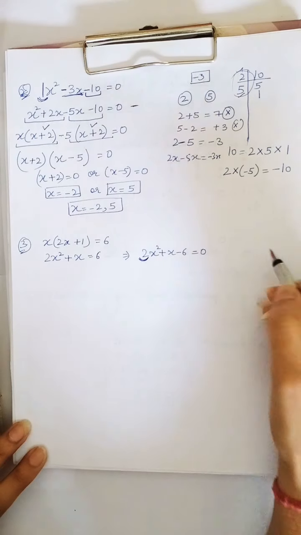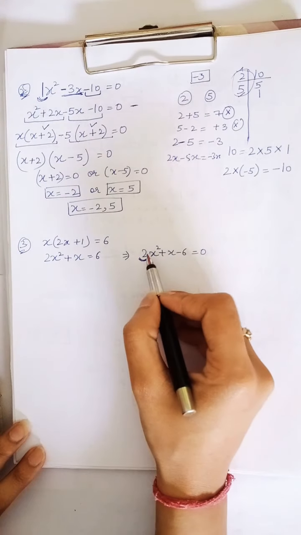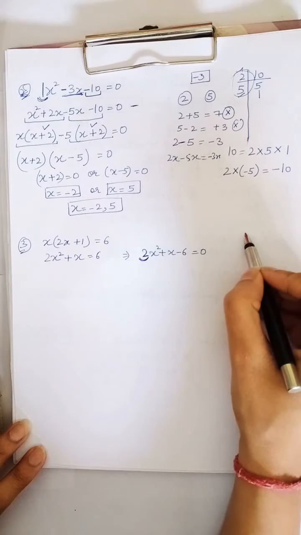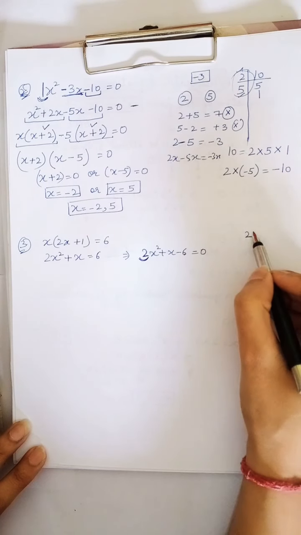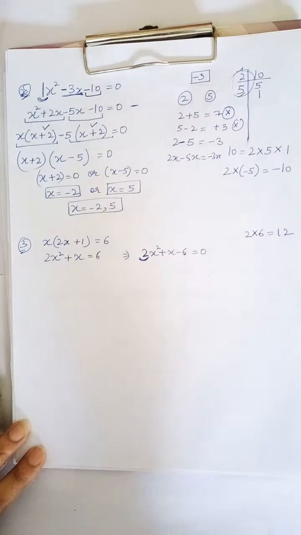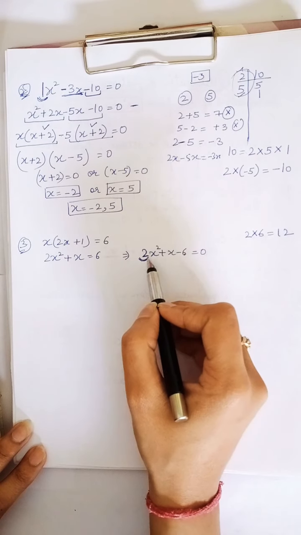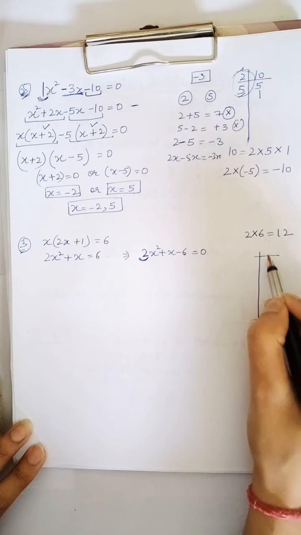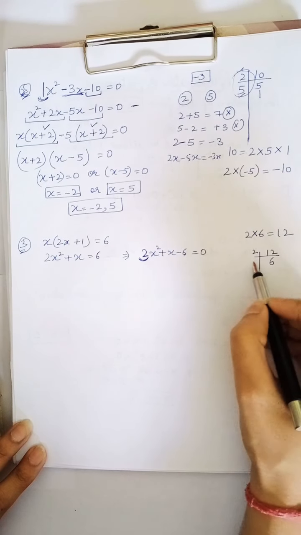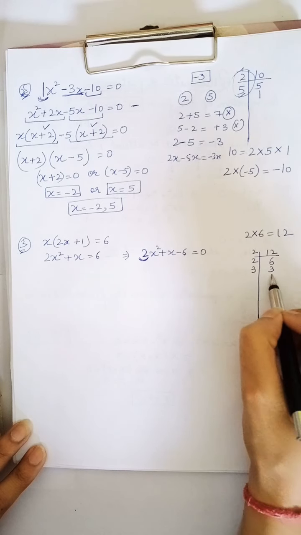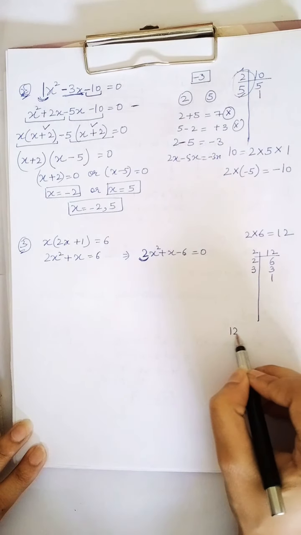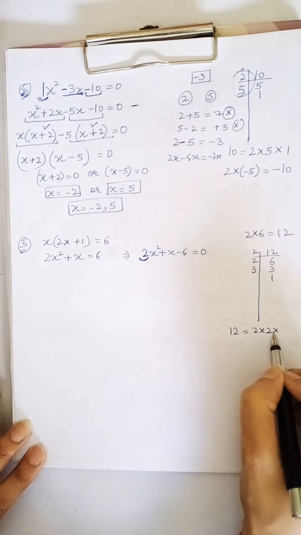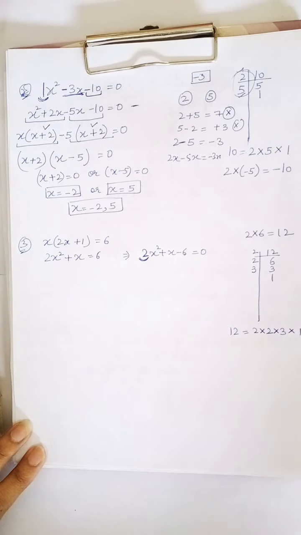So for this type of question, you will make factors of 2 into 6, that is 12. You will make factors of 12, the constant term times the coefficient of x². This is the main point. Now make factors of 12. 2 sixes are 12, 2 threes are 6, 3 ones are 3. So the factors of 12 are 2 into 2 into 3 into 1 also.